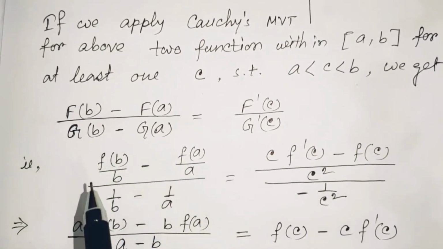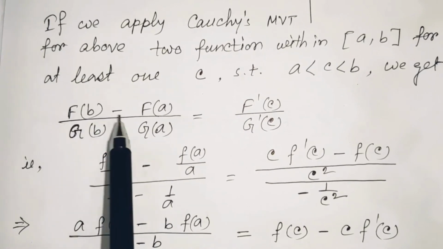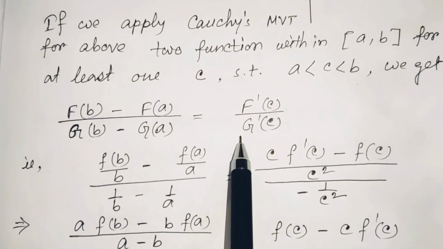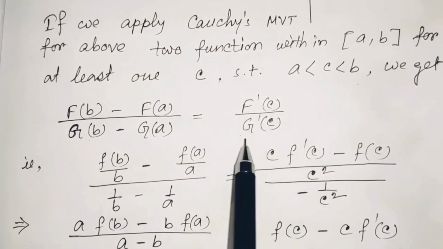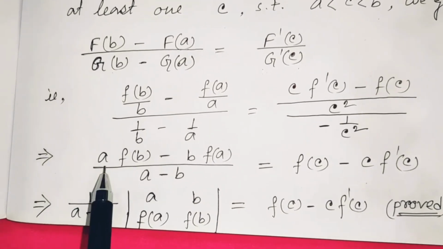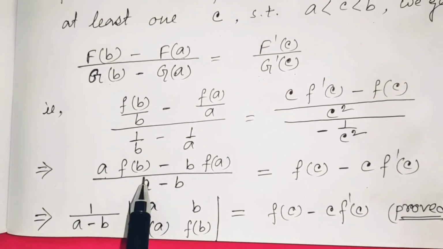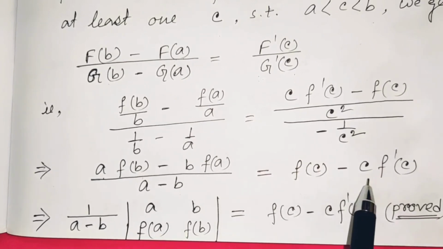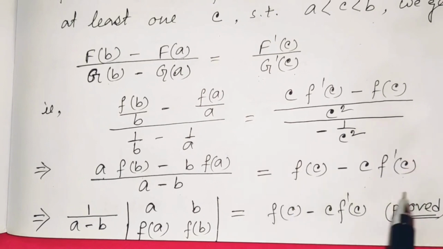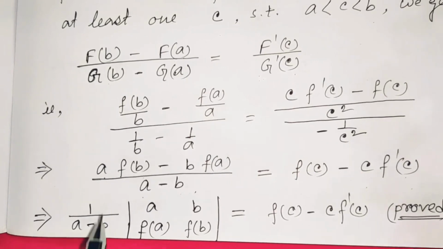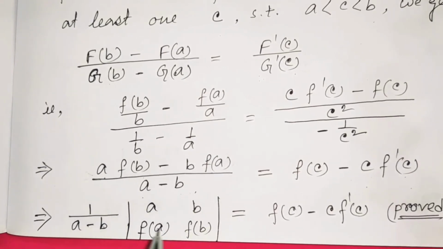Then in the Lagrange Cauchy mean value theorem, we will find f(b) minus f(a), and g(b) minus g(a), equals f dash c by g dash c. So if you substitute all those values and simplify, we get (a f(b) minus b f(a)) by (a minus b) equals f(c) minus c into f dash c. That part matches the given condition, and for this we can write 1 divided by a minus b outside. So this portion is nothing but the determinant of this one.